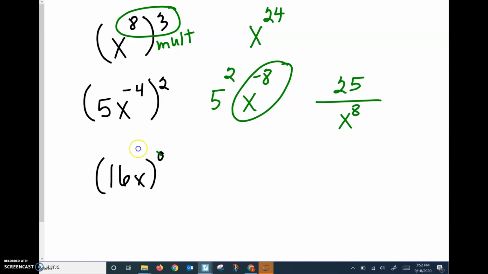All right, we got to bring this in to both things. So we have 16 to the 0, x to the 0. Well, what is anything to the 0? So this is 1 times 1. So this whole final answer is just 1.